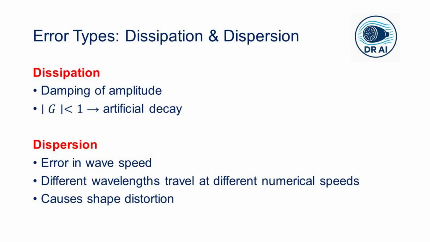While on the other hand, dispersion refers to errors in the wave speed. In the exact advection equation, all waves travel at the speed c. In a numerical scheme, the phase speed depends on the wave number. Different wavelengths travel at different speeds, causing the shape to distort.